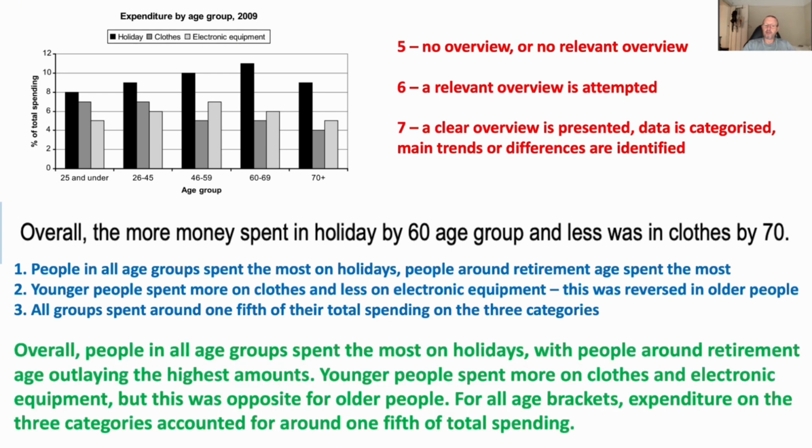Overall, people in all age groups spent the most on holidays, with people around retirement age outlaying the highest amounts. Younger people spent more on clothes and electronic equipment, but this was opposite for older people. For all age brackets, expenditure on the 3 categories accounted for around 1/5 of total spending.